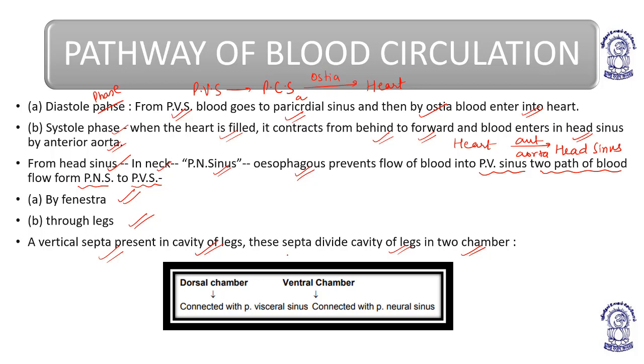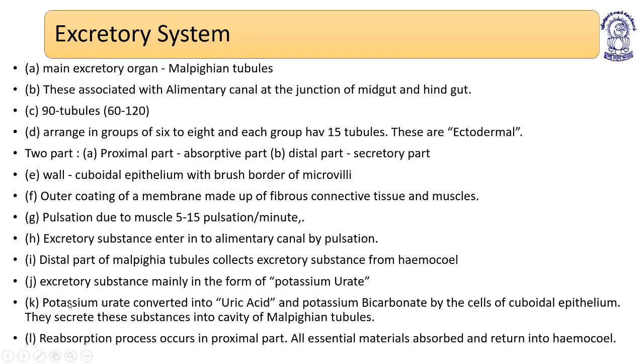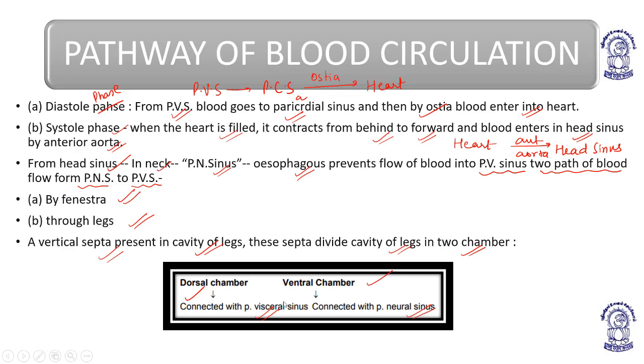The blood moves from the perineural sinus to the perivisceral sinus by two ways, either by fenestrae or through the legs. A vertical septa divides the cavity of the legs into two parts, dorsal chamber and ventral chamber. The dorsal chamber is connected to the perivisceral sinus, and the ventral chamber is connected to the perineural sinus. So this is all about the blood vascular system.